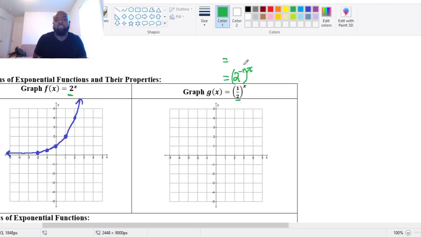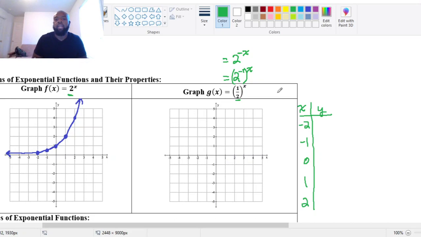And actually, when I have a power to a power, this is the same thing as saying 2 to the negative x power. So these graphs are actually related. Let's see how their graphs are going to look given that they are related, right? And so I'm going to use some of those same x values.